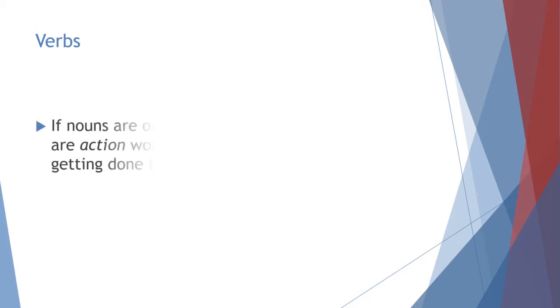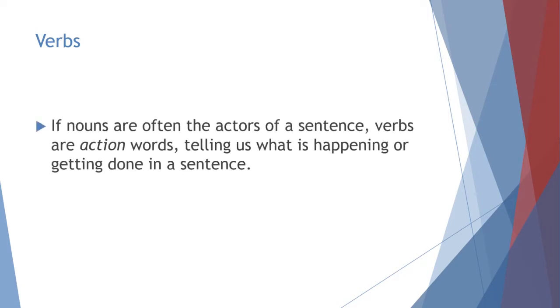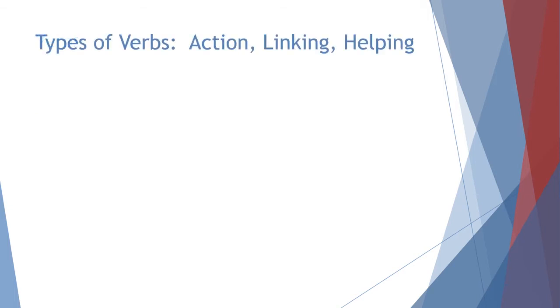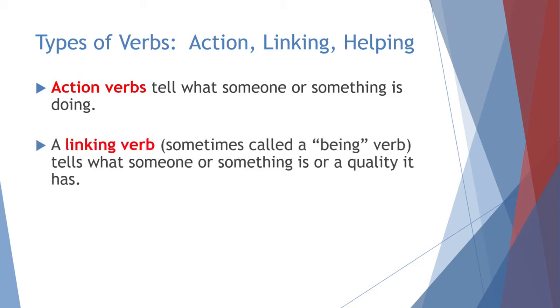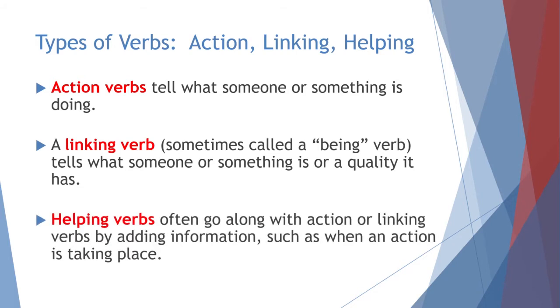Verbs. If nouns are often the actors of a sentence, verbs are action words telling us what is happening or getting done in a sentence. Types of verbs: action, linking, helping. Action verbs tell what someone or something is doing. A linking verb, sometimes called a being verb, tells what someone or something is or a quality it has. Helping verbs often go along with an action or linking verb by adding information, such as when an action is taking place.